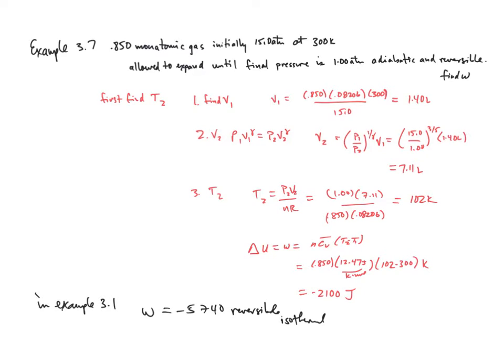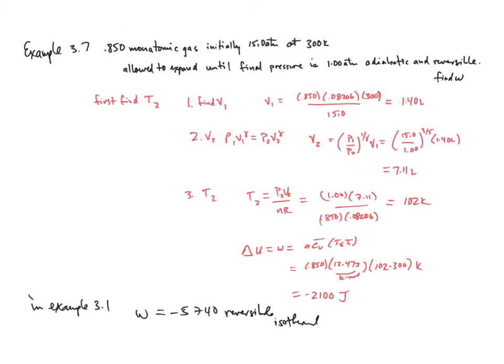I hope this works. This is an example from your text that compares the results of doing an adiabatic reversible expansion to an isothermal reversible expansion back in example 3.1. So for the adiabatic, we're going to take this amount of gas, the 0.850 moles, initially at 15 atmospheres and 300 K, allowed to expand until the final pressure is 1 atmosphere, adiabatically and reversibly.